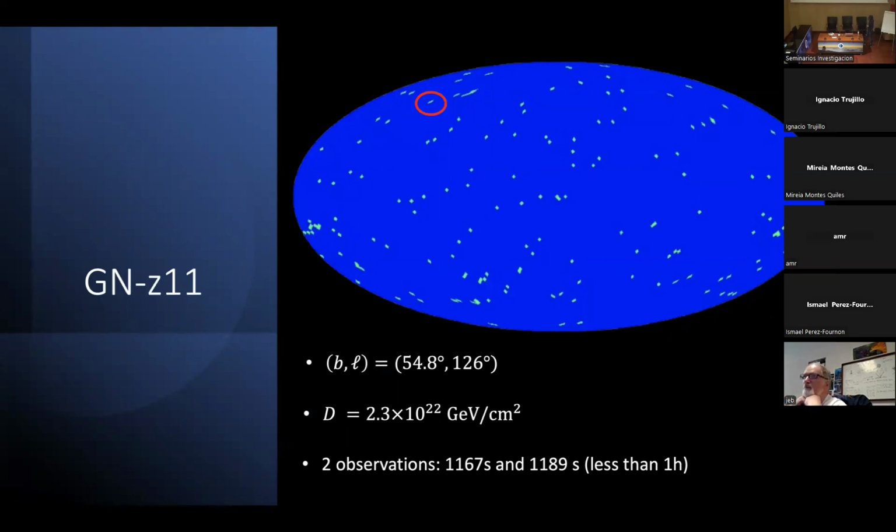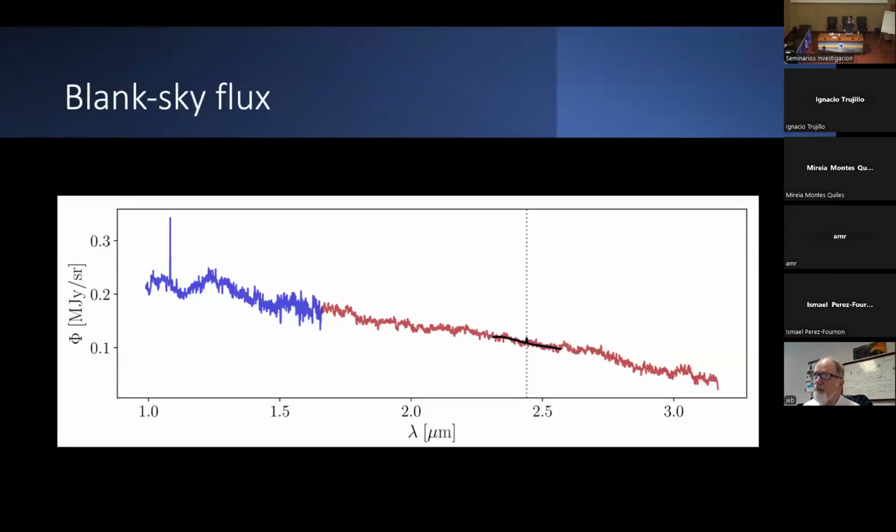And then these are 2 observations. Actually, it's 1 observation with 2 different gratings for a total of 2,300 seconds. This is a medium resolution. So that's less than an hour. It's not much, but you can see that the results with less than an hour are already competitive. So these are the 2 observations with the 2 gratings.